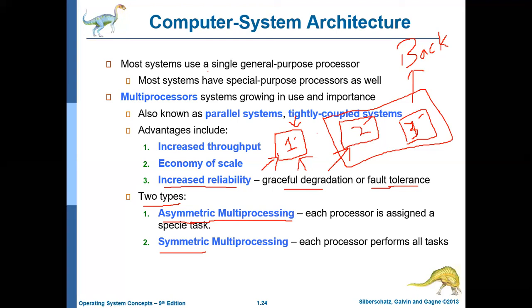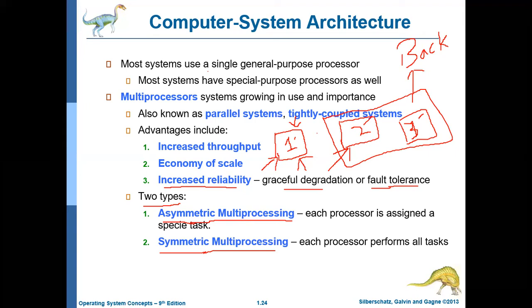Whereas in a symmetric multiprocessing environment, all processors are treated as equal peers and the operating system just assigns the task for each of these processors. So this is a brief introduction about the single general purpose processor and multiprocessing system. Any computer which has only one processor is called a single general purpose processing system. If a computer has more than one processor, it is called a multiprocessor system, parallel system, or tightly coupled system.